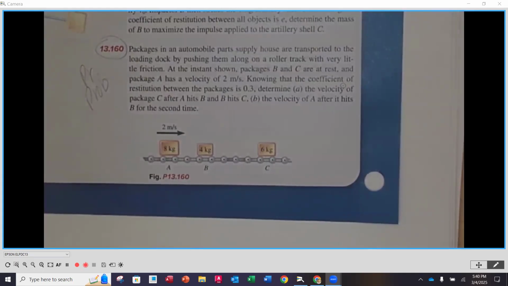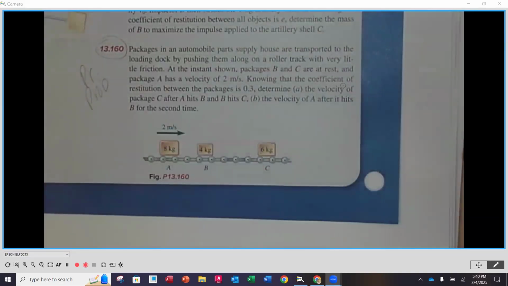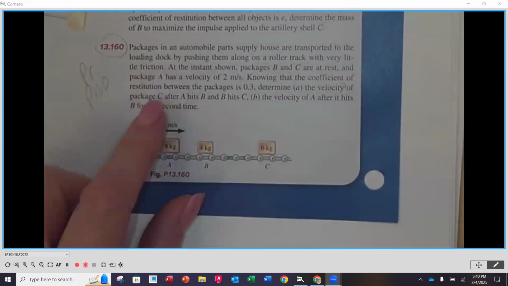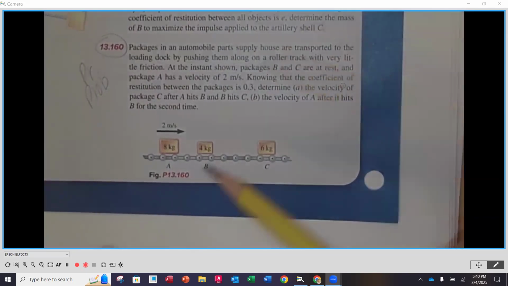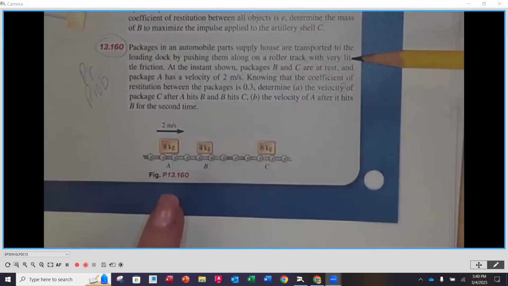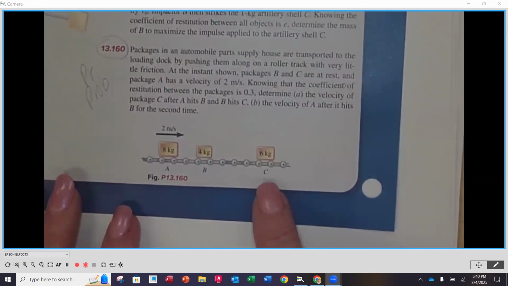So we want to make sure we have a good understanding of how to proceed here. Let's first look at the problem statement and what we have going on with the figure, and then we'll get it set up and work through it. It says here that packages in an automobile parts supply house are transported to a loading dock by pushing them along a roller track with very little friction. At the instant shown right now, packages B and C are at rest.